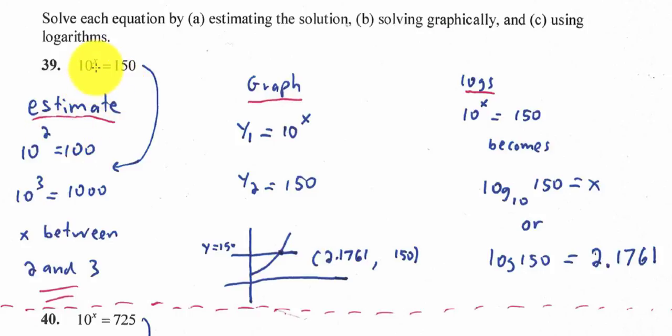If I put in a 2 for x, well, 10 to the 2 is 100. That's too small. I need 150. If I replace x with 3, I end up with 10 times 10 times 10, which is 1,000. Well, that's too big. So the value of x that will result in 150 is going to be somewhere between 2 and 3, and probably closer to 2, because 150 is closer to 100. If I were to ask you, is 150 closer to 100 or 1,000, you'd say 150 is closer to 100. So the value of x will be between 2 and 3, probably closer to 2. So that's us solving this by estimation.